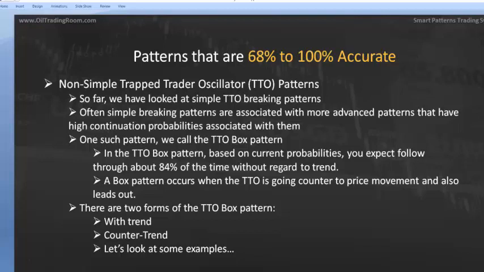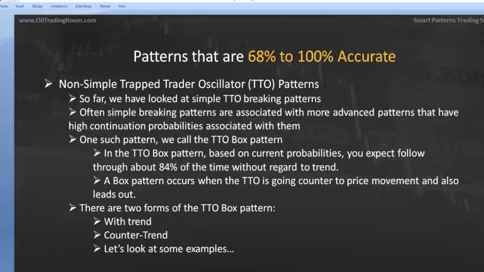Now, a boxing pattern occurs when the trap trader oscillator is going counter to the price. And I had mentioned a moment ago this kind of idea of slow it, stop it, reverse it. You're going to tend to see these trap trader oscillator patterns like the TTO box. It's going to start showing you that there's accumulation to go higher or distribution to go lower on the chart. And so we'll take a look at that in just a second.